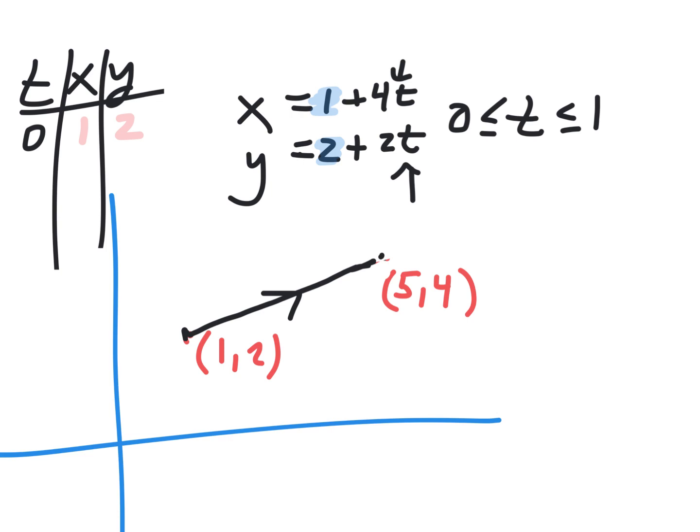It looks like it's working. Okay, and then what am I going to put in for the other end? T equals 1 for the other end. And then if I put in a 1, it goes there, and then I get 4 plus 1 is 5. And then this, when I put a 1 there, it's 2 plus 2 is 4. Look at that. It starts at 1, 2, and ends at 5, 4.